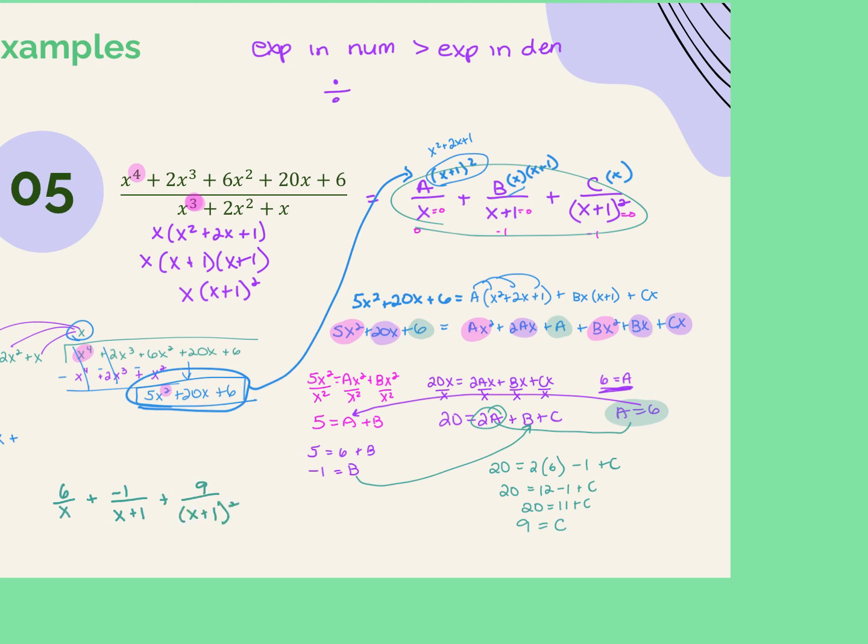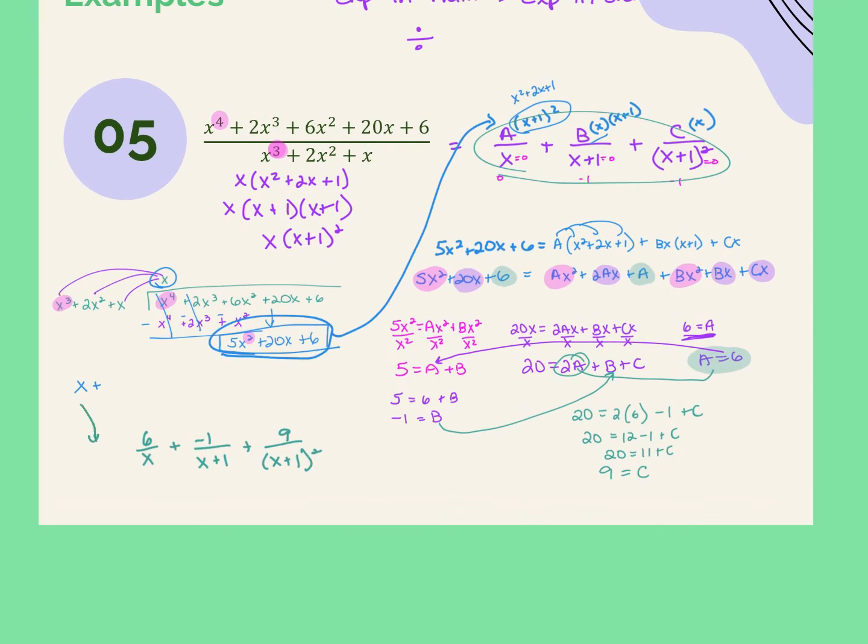And we cannot forget about the x we took out at the beginning to make it to the point that we could actually factor it. That would be the answer. And again, you can go a step further and take that negative off the 1 and put it in between. So x plus 6 over x minus 1 over x plus 1 plus 9 over x plus 1 squared.